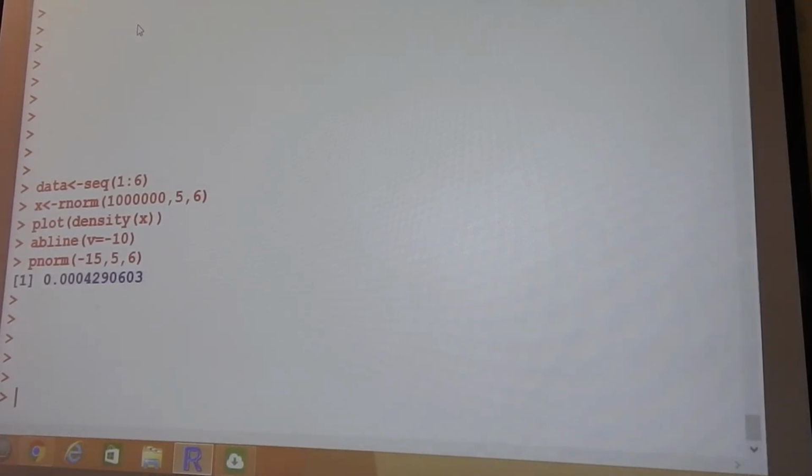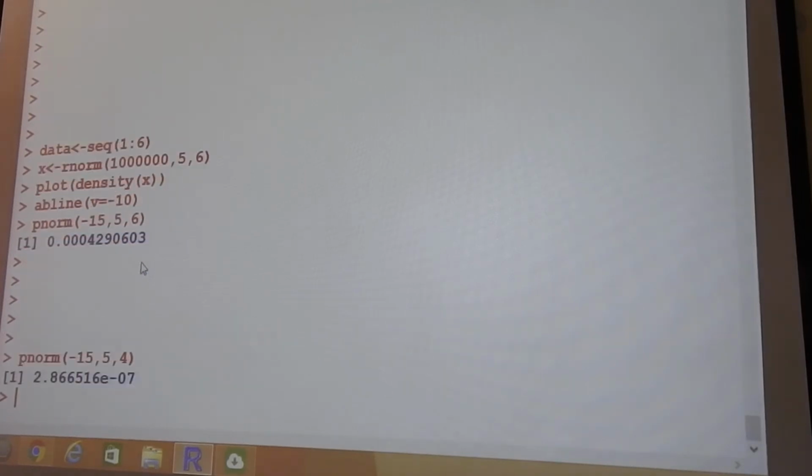Is this standard deviation or variance? Standard deviation. By the R syntax, it is the standard deviation. So if I change this value, for example from 2 to 4, the number has changed. E raised to minus 7 means that you take the decimal 7 places to the left.